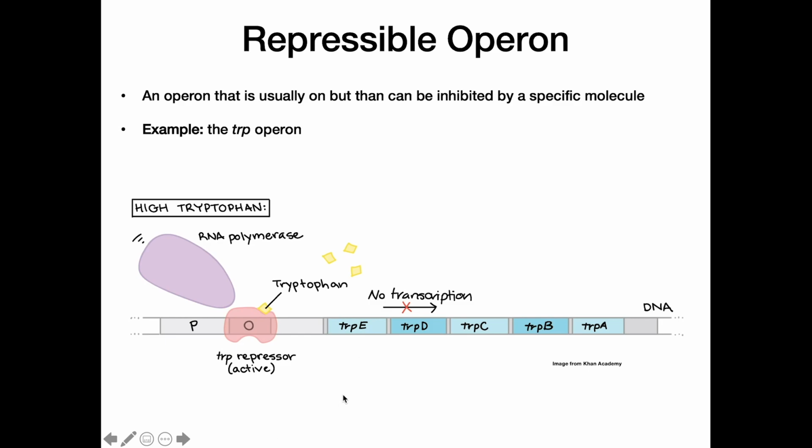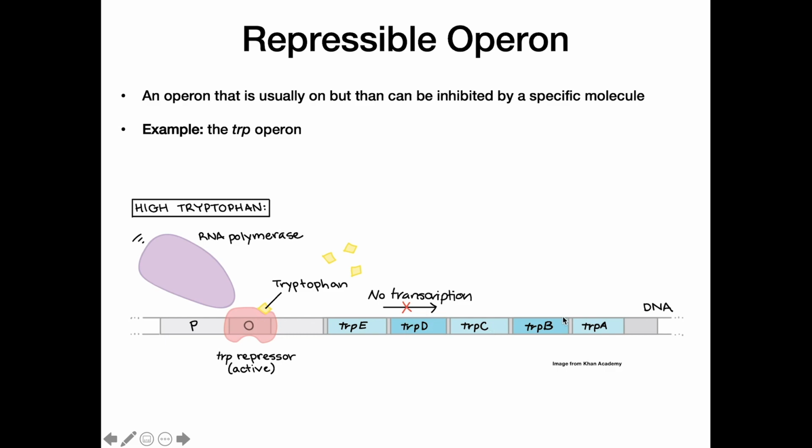So in the trp operon, we have this repressor right here. In repressible operons, the repressors are made in an inactive state and then become activated when some molecule is present. In the case of the trp operon, the repressor is made in an inactive state, and when tryptophan is present, it will bind to the repressor to activate it so that it can bind to the operator and prevent the transcription of these genes, which are necessary to produce the molecule tryptophan.